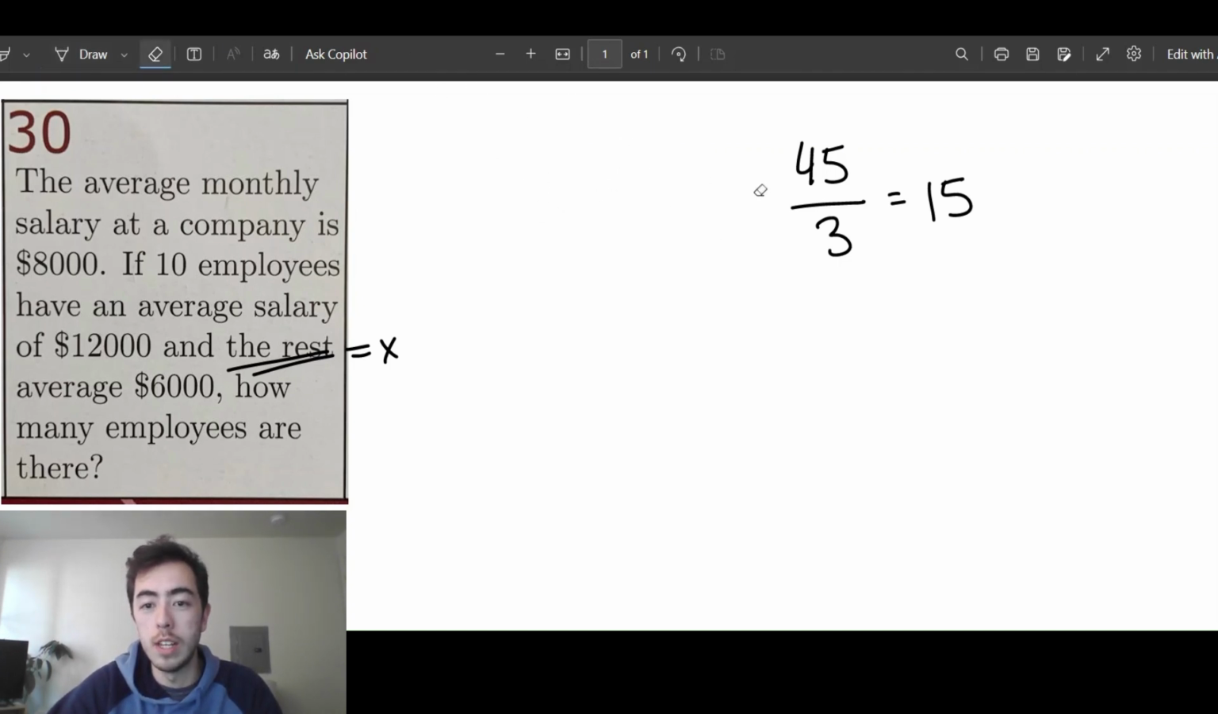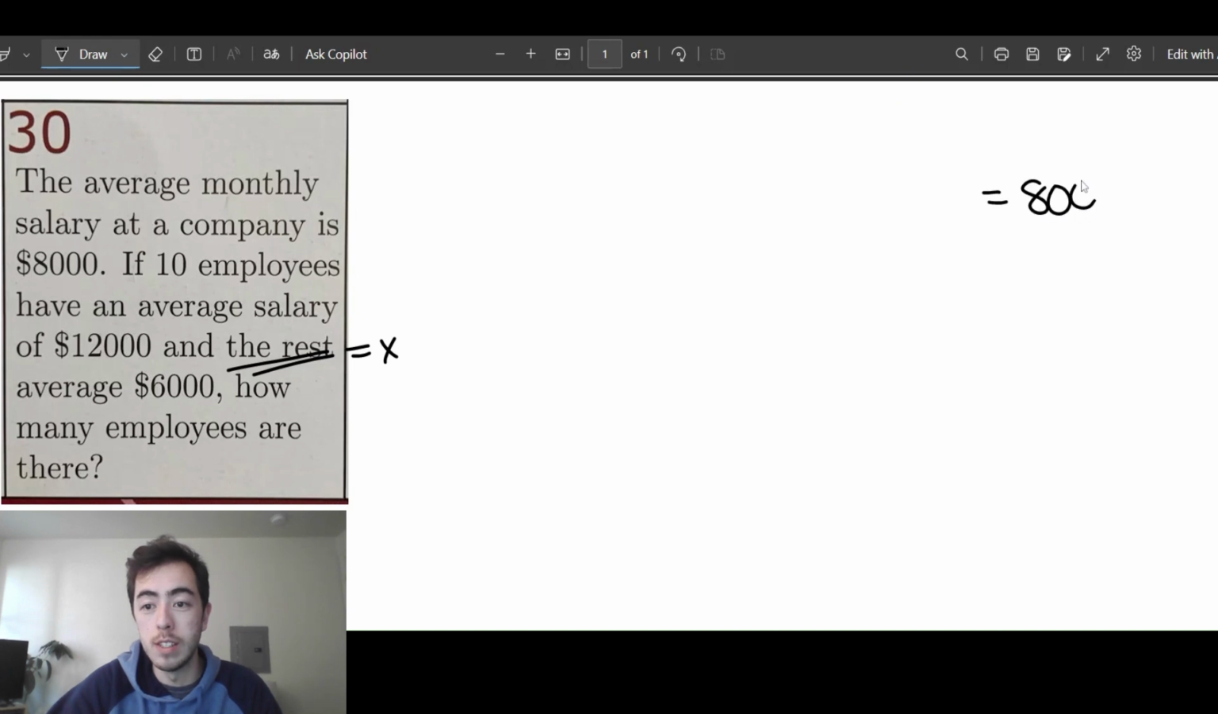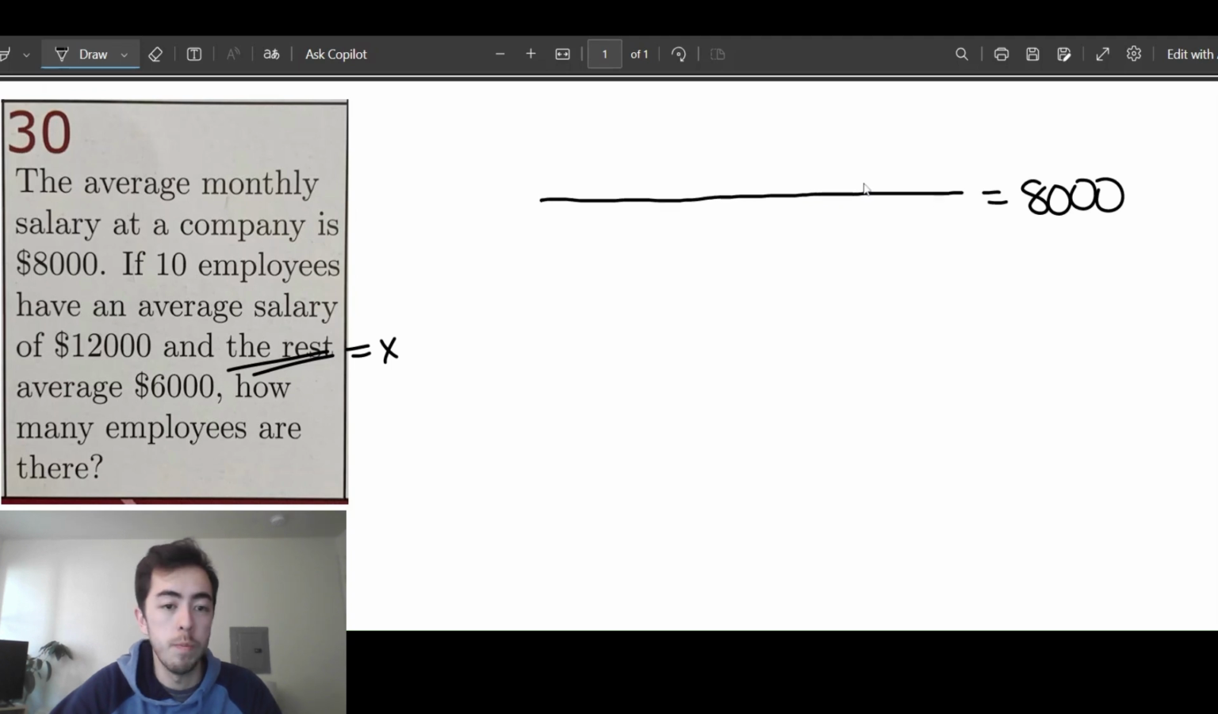So as long as I take this idea of adding up all the numbers and dividing by the amount of numbers I have, I should get 8,000 because that is the overall average salary of all the employees at this company. And so I should divide by the amount of employees I have total. I don't really know that number, but it should be x plus 10 because I have some amount of lower earning employees, and then there are 10 that average higher. And those 10 average $12,000 each every month.